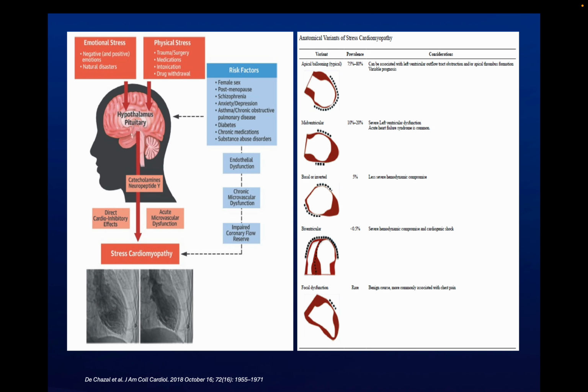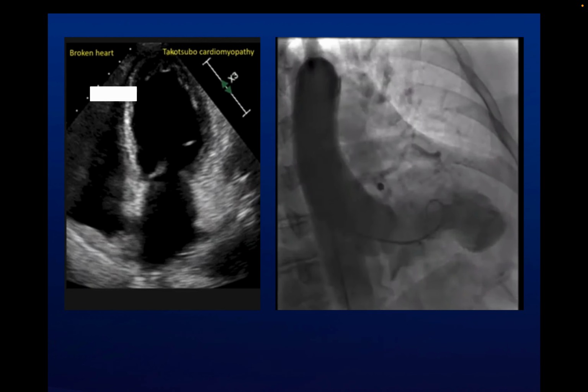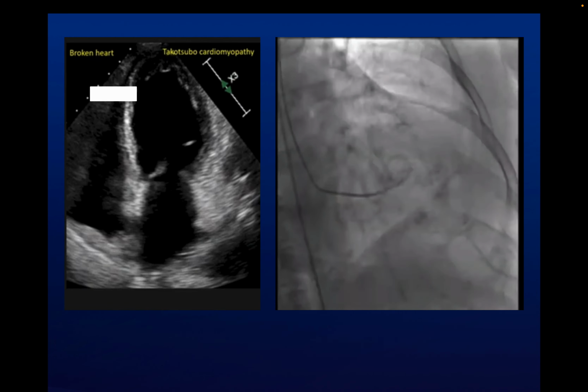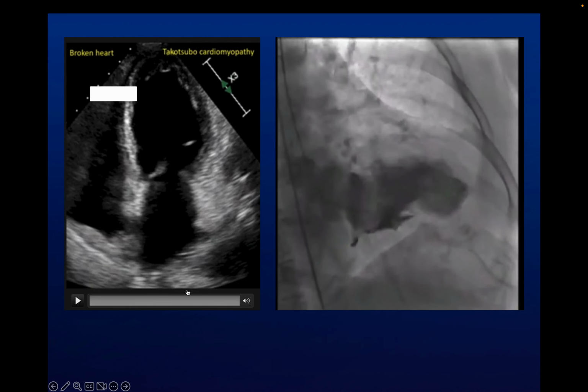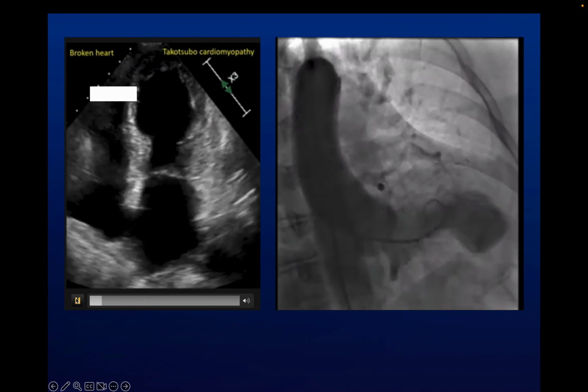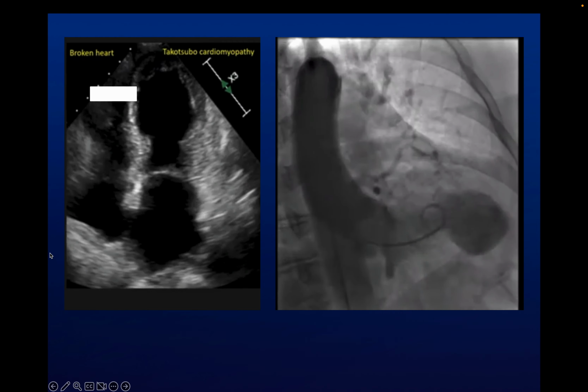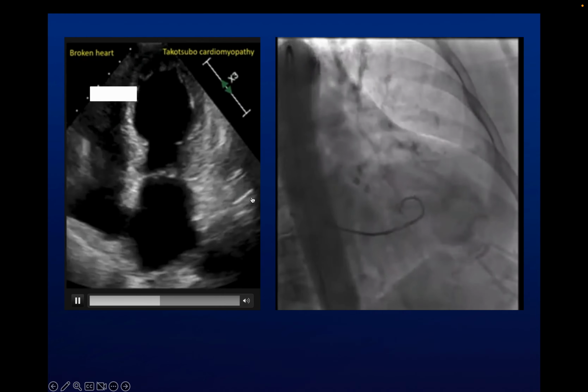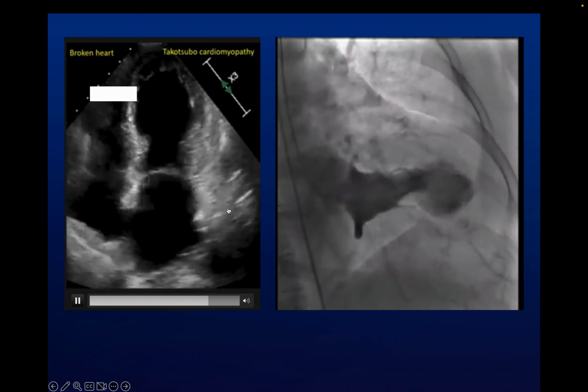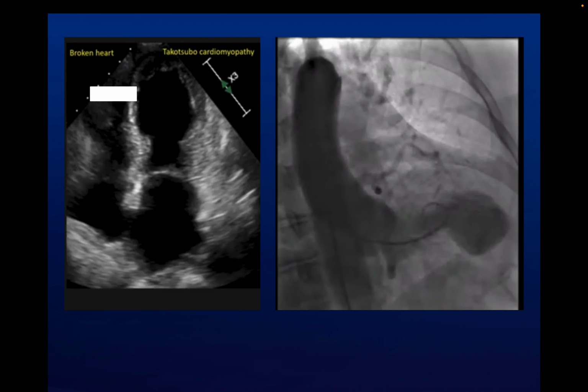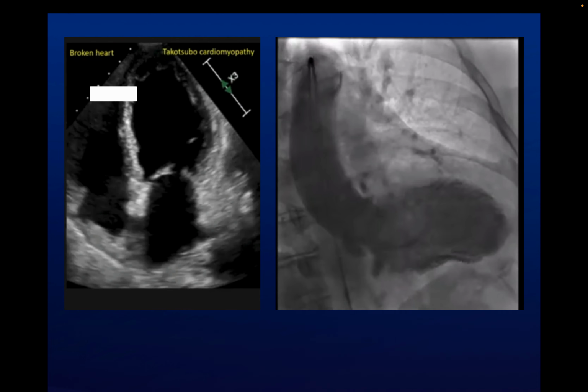But typical for these patients is the presence of the apical abnormalities where the apex of the heart is not contracting, whereas the base of the heart contracts well enough. And the apical ballooning that you can see in these patients is very, very characteristic.